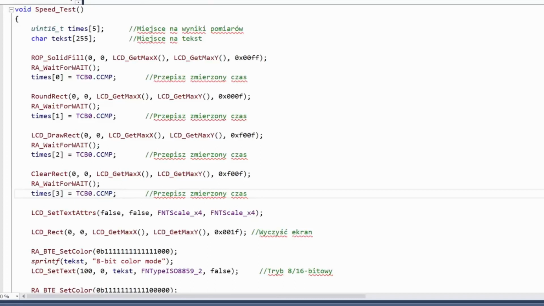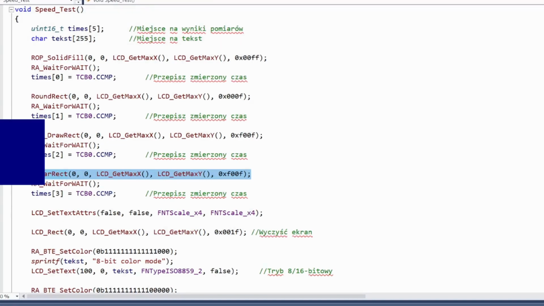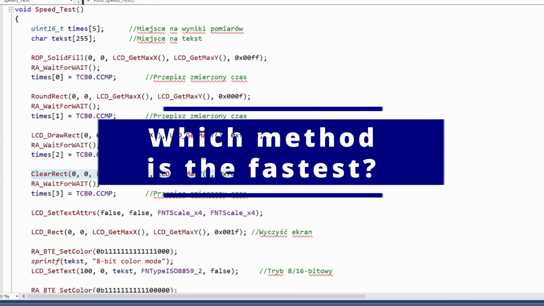So I was able to identify a couple of different methods of drawing filled rectangles. The first one uses the block transfer engine and the solid fill function of this subsystem. The second and the third ones both use the geometric pattern drawing engine, the square fill and square of circle corner fill functions respectively. The last method uses the memory clear function. This function can clear the whole screen area or only a part of the screen as well. So the question is, which of the above methods is the fastest?